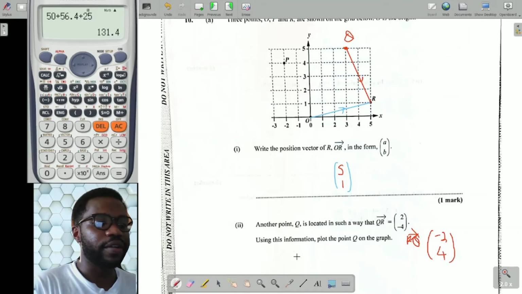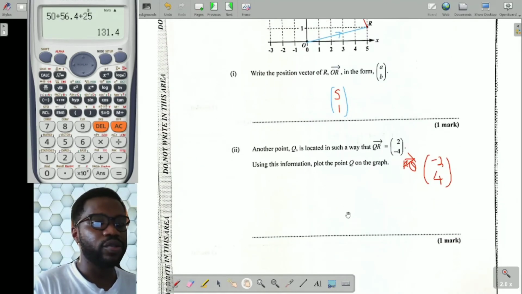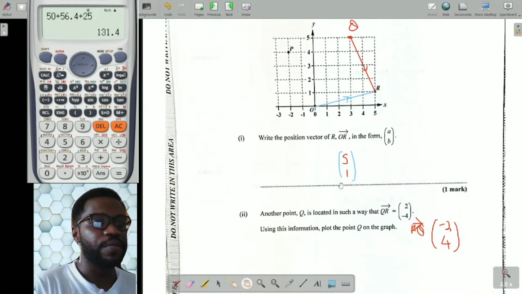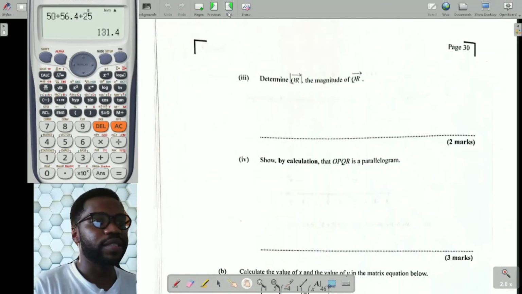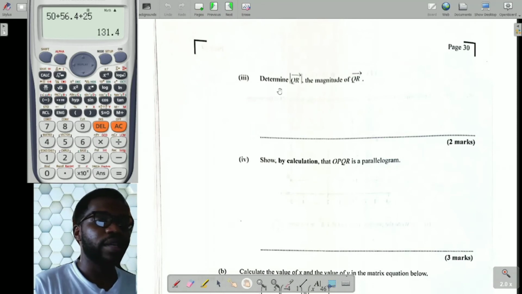So you have Q on the graph. Alright, do we have any more questions on this page? No, but let me bring the graph back up because we might be using the information. Let's go to the next page. Determine the modulus, which is the length of QR, and the magnitude of QR. So the modulus sign around those two lines means the magnitude or the size, however you want to see it. So let's start with QR.